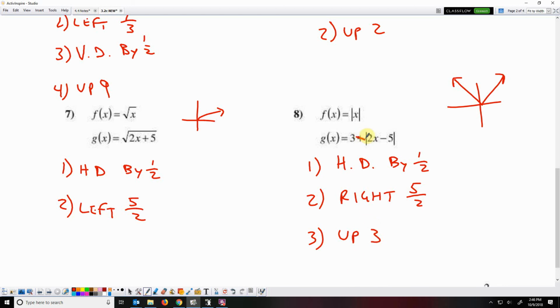What if that was a minus right there? Well, then the third step would actually be flipping over the x-axis. Then it would still move up 3 because that 3 still is positive.